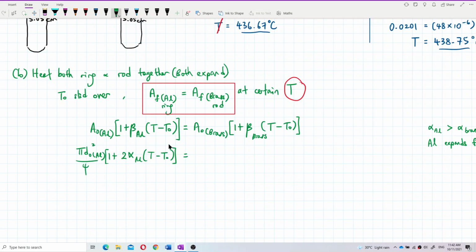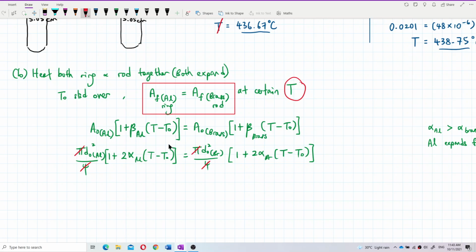And then we have the brass, also with the initial diameter for brass. Pi d squared over 4, and then 1 plus beta, which is 2 alpha for brass, and then T minus T naught. So this common thing we can cut off. You see that? The pi we can cut off, the 4 also we can cut off.